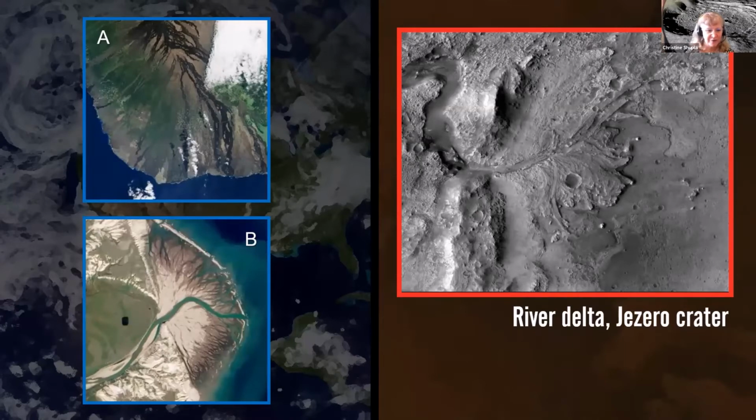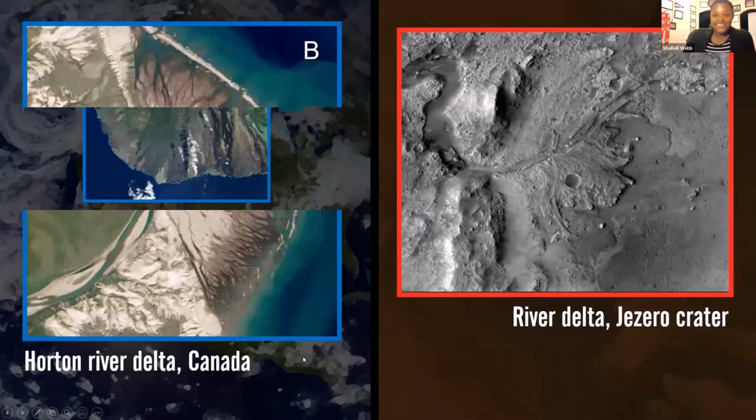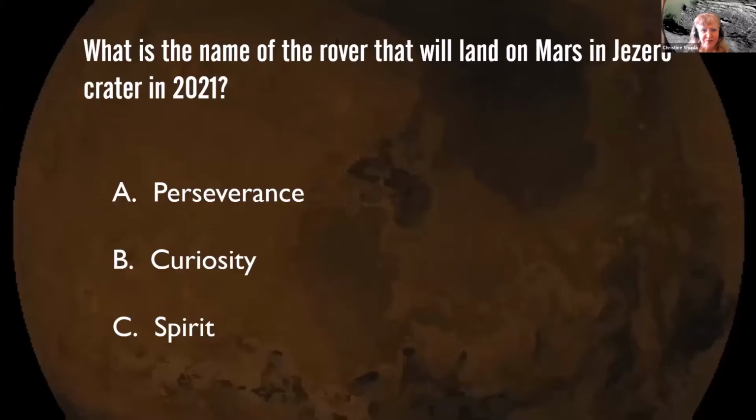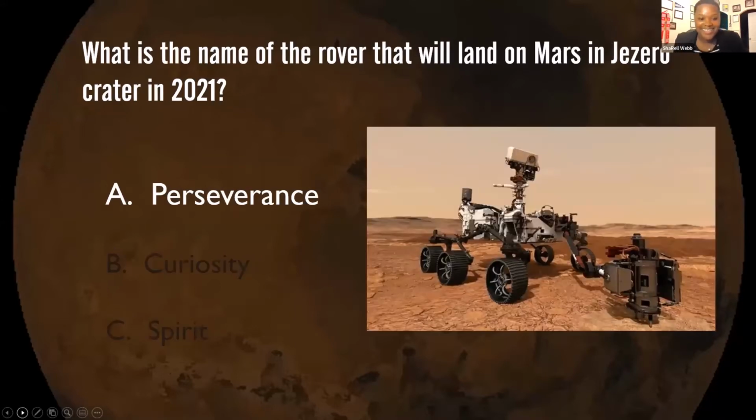5 seconds, 4 seconds, 3 seconds, 2 seconds, 1 second, and what did most people answer? B. B, yes. Again, these folks know their images, know their satellite images. That is a river delta in Canada. The name of the rover that's going to land in Jezero crater, A, B, or C? You've got 5 seconds, 4 seconds, 3 seconds, 2 seconds, 1 second, and the answer is, what did people answer? You know it, A. A, they got it.